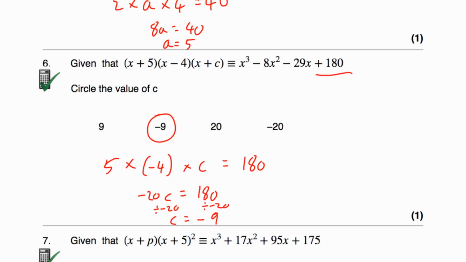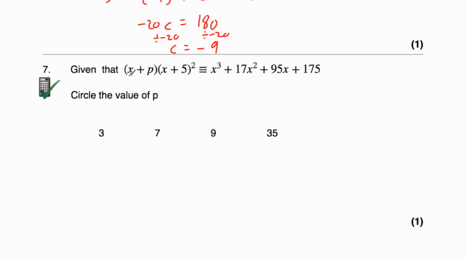Okay, question number 7. Question number 7 is a bit similar, but this time we haven't got 3 brackets, but we've got the squared symbol. So we've got (x + p), and then in brackets (x + 5) squared, and that's equivalent to x cubed + 17x squared + 95x + 175. So remember, whenever we're multiplying out brackets, whenever we have a squared, it means you're multiplying the bracket by itself.